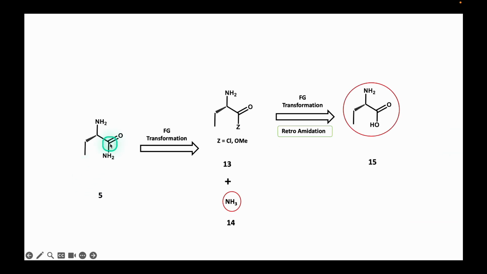The amide group in 5 functions as a retron, and, based on an amidation reaction, a functional group transformation gives rise to acid chloride, or ester 13, and ammonia as raw material. Finally, a functional group transformation in 13 generates the amino acid homoalanine as a raw material.